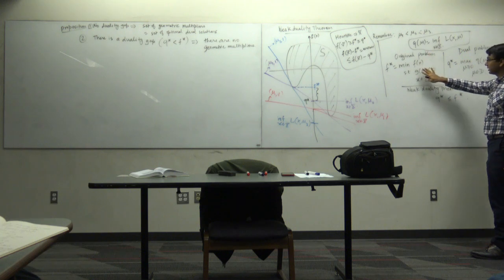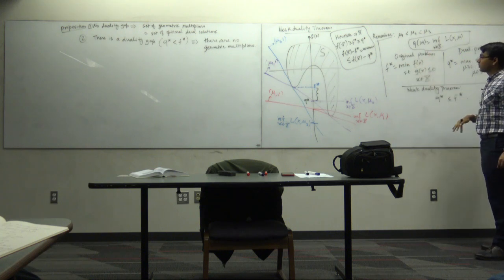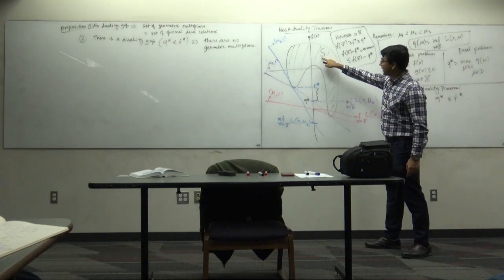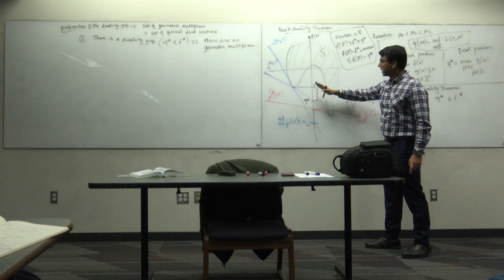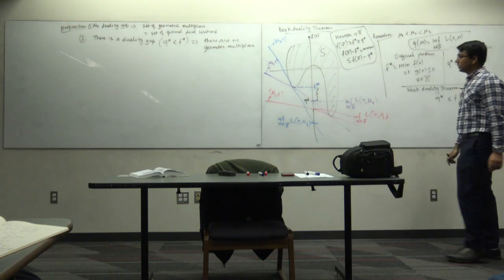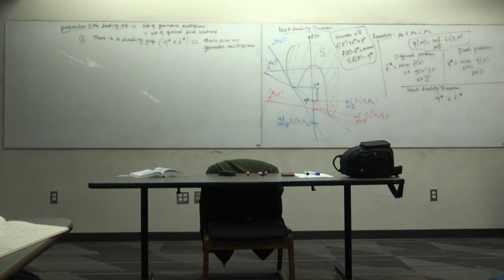This could be some function. And we have this optimization problem. We looked at it geometrically, okay, by defining this set S, creating hyperplanes that contain S in the positive half space, and doing lots of manipulations with those hyperplanes. And then we came up with this dual formulation. Okay, so this is the primal problem. This is the dual problem.